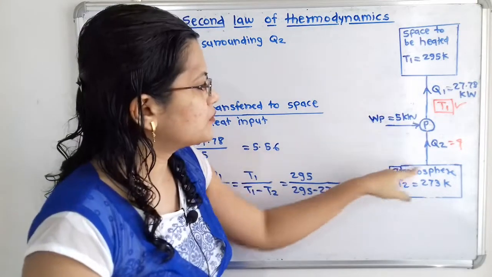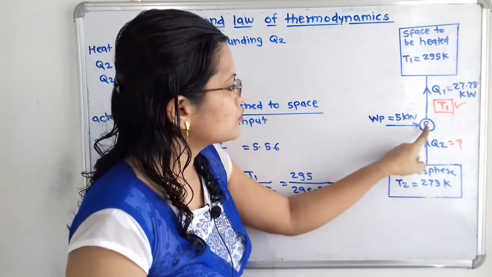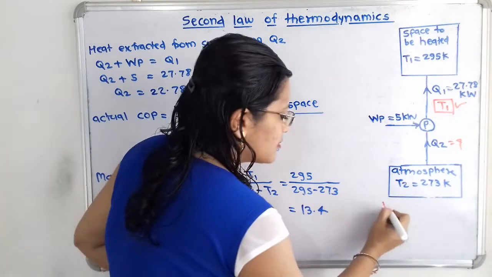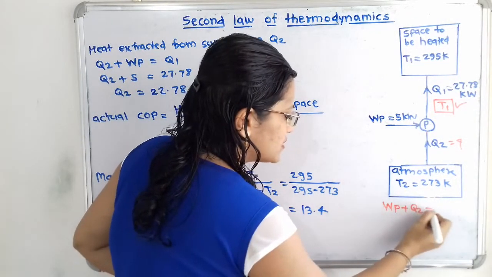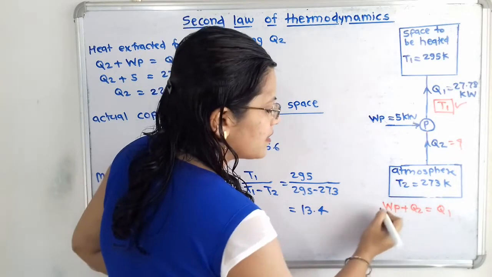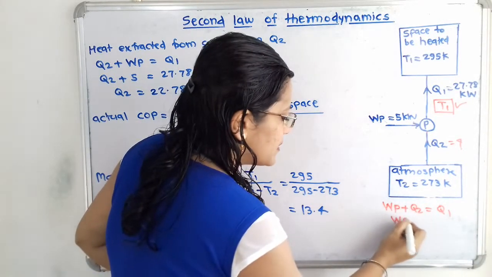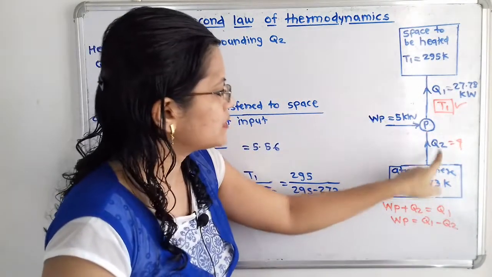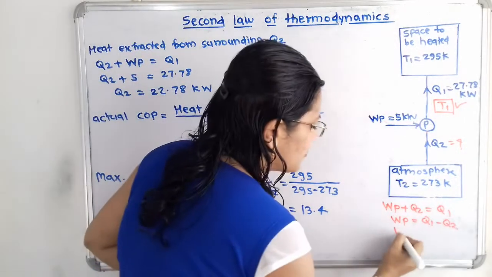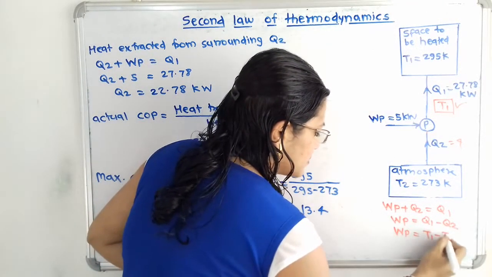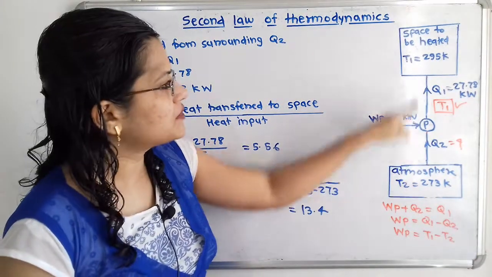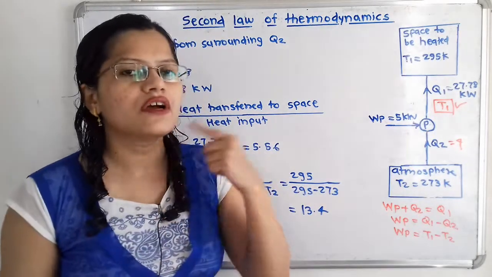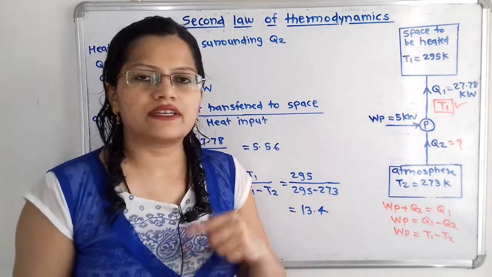Now if we observe this diagram, WP plus Q2 is equal to Q1. So how can I write WP? WP is equal to Q1 minus Q2. Now Q1 is equivalent to T1 and Q2 is equivalent to T2, so we can write WP as T1 minus T2. This is the heat transfer between the two temperature reservoirs. So we take the values in terms of temperature, T1 and T2, to calculate the maximum possible COP.